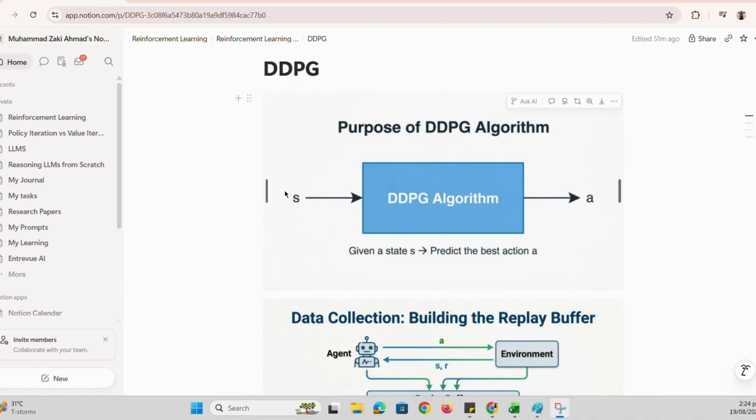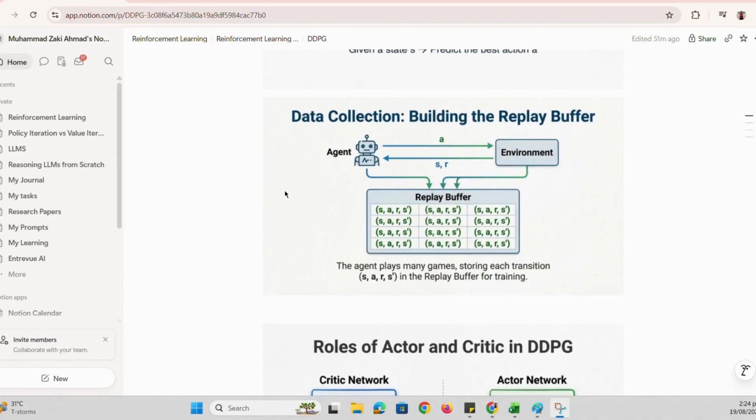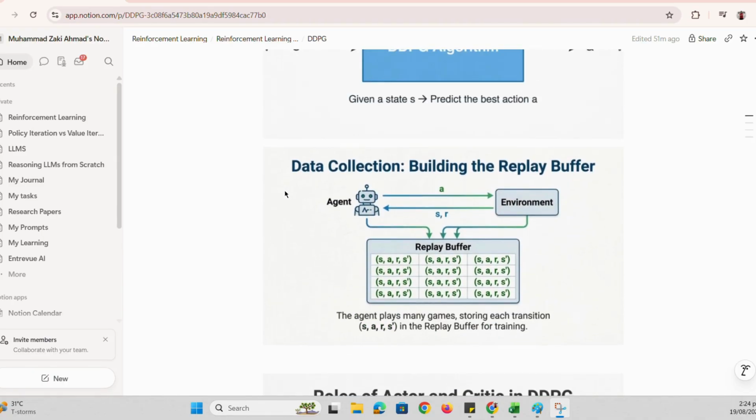Now the promise of the DDPG algorithm is clear to us. Now let's move to the next thing: what is going to be the data for our algorithm? The data is going to be the experiences of our agent. The agent is going to take an action A in the environment. The environment is going to reward it with reward R, and the agent is going to move into a new state S dash. It should be S dash here.